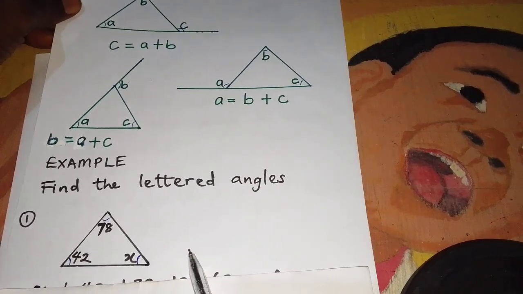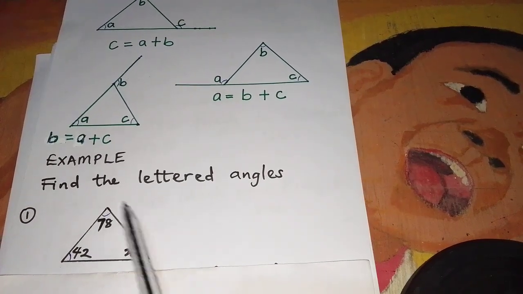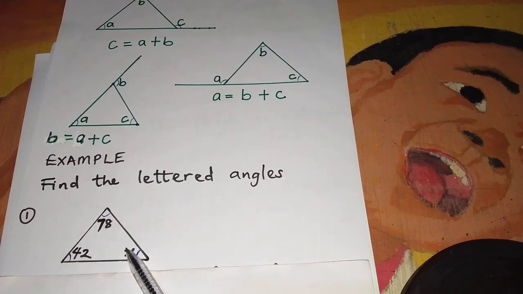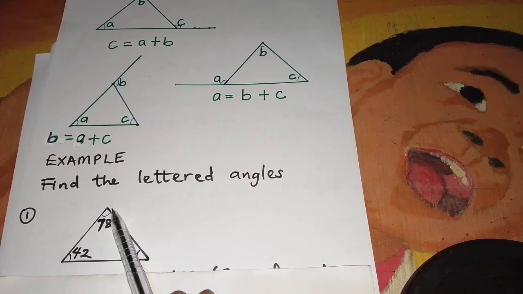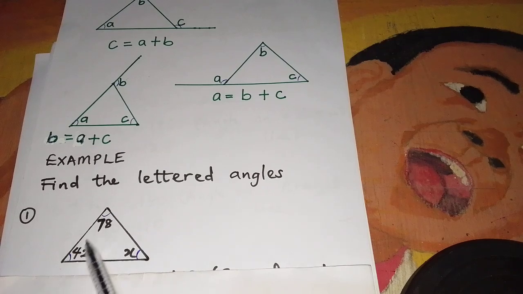Example: find the lettered angle. You have a triangle like this. You are told to look for the value of the angle that is represented by an alphabet. Now look at this. This is a triangle. This angle is 78 degrees, this is 42 degrees, then what will be the value of this?